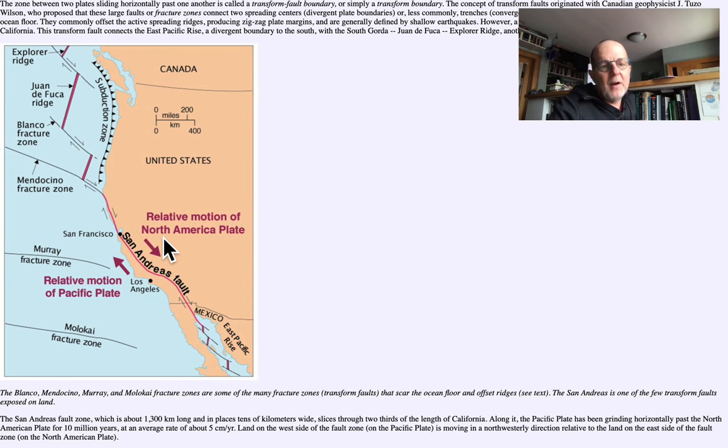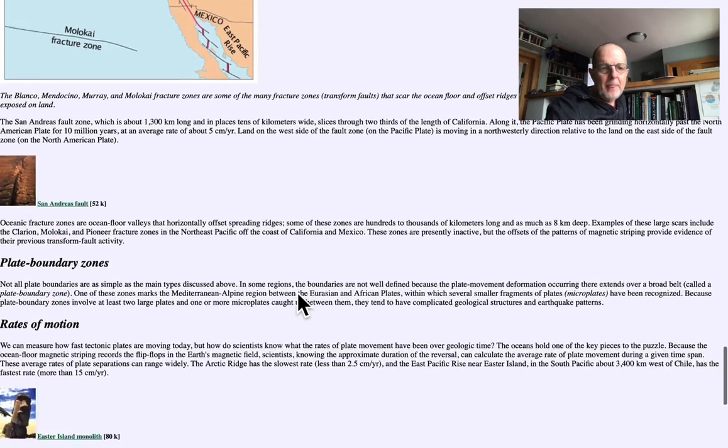Transform boundary, this is very important in the United States because from San Francisco down to Los Angeles and further south we have always the threat of a major earthquake, and that is because the plates are moving in opposite directions laterally in relation to each other, and when occasionally they slip, they release energy which shakes the earth and causes damage if the shaking is significant enough.